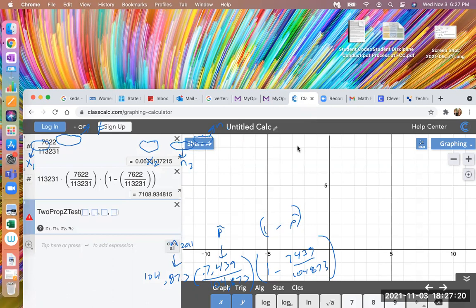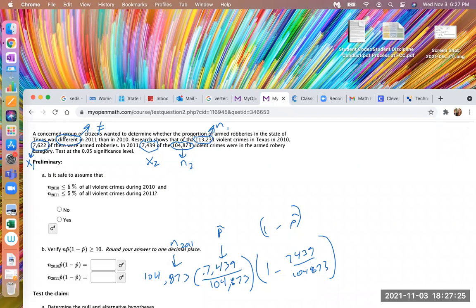Oh dear, now I didn't write them down. Let's go back. The X1 was equal to 7622, and the N1 was equal to 113231. Oops, that's a slightly different number there. Probably would have thrown our answers off. And the X2 is 7439, and N2 is 104873.